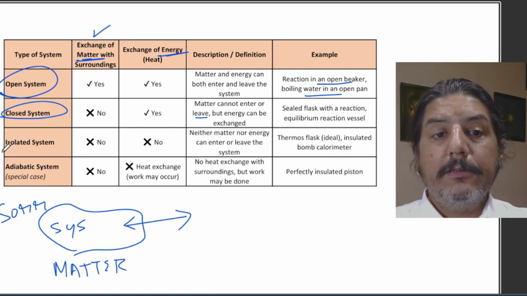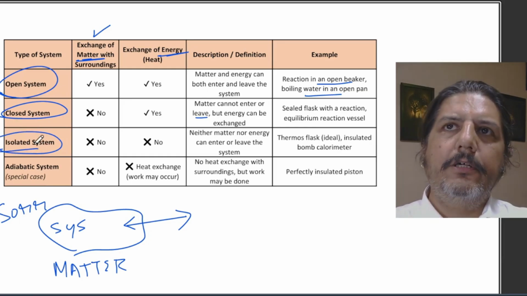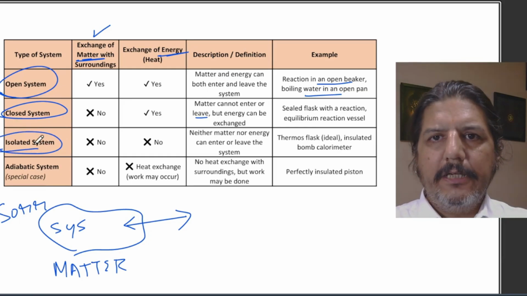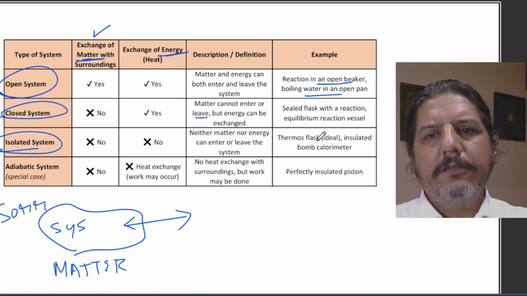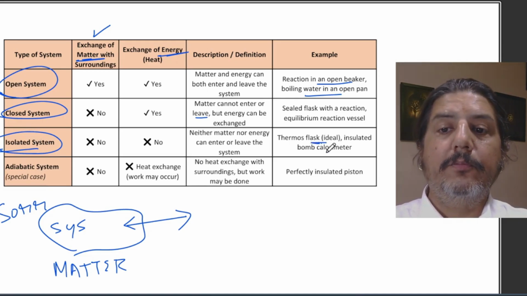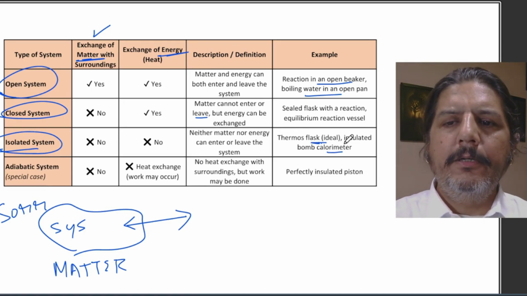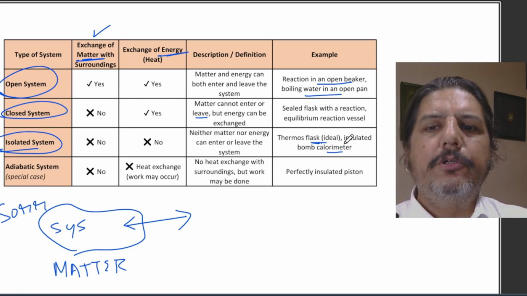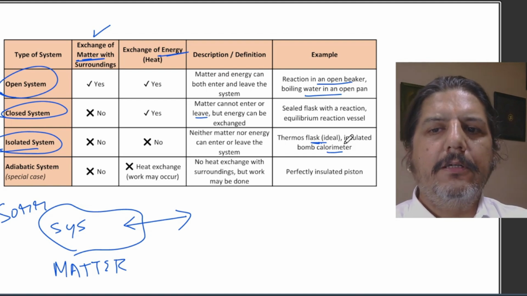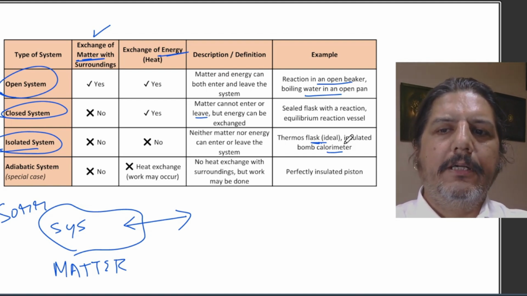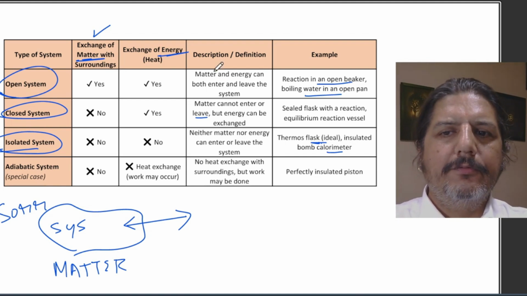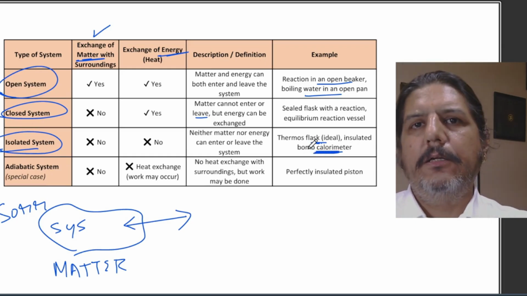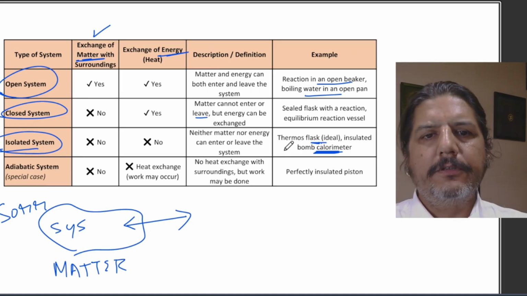There is another system which is known as an isolated system. In an isolated system, neither matter nor energy can be exchanged between the system and the surroundings. Examples are an ideal thermos flask and an insulated bomb calorimeter. In the physics portion, in the heat chapter, you will either have read this or you will read about the bomb calorimeter. I'm not going into the detail of this, but it is part of the heat chapter in thermodynamics.